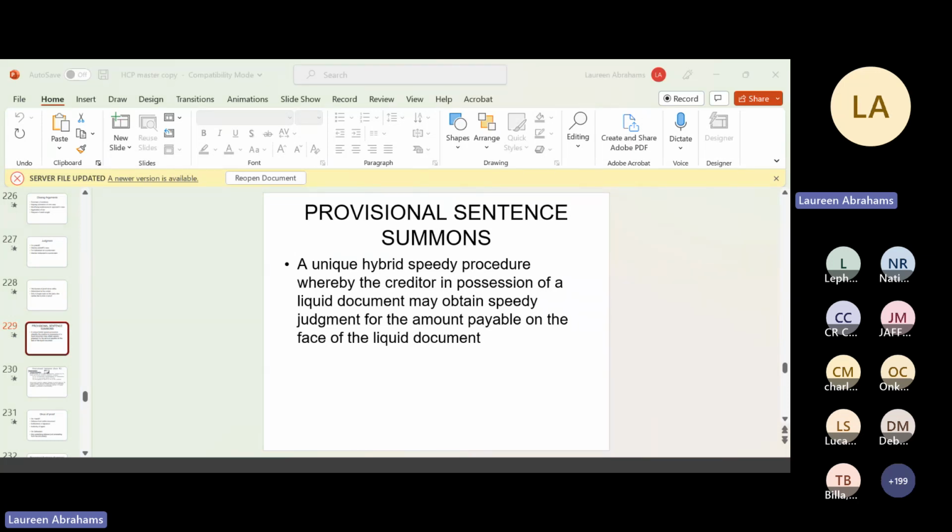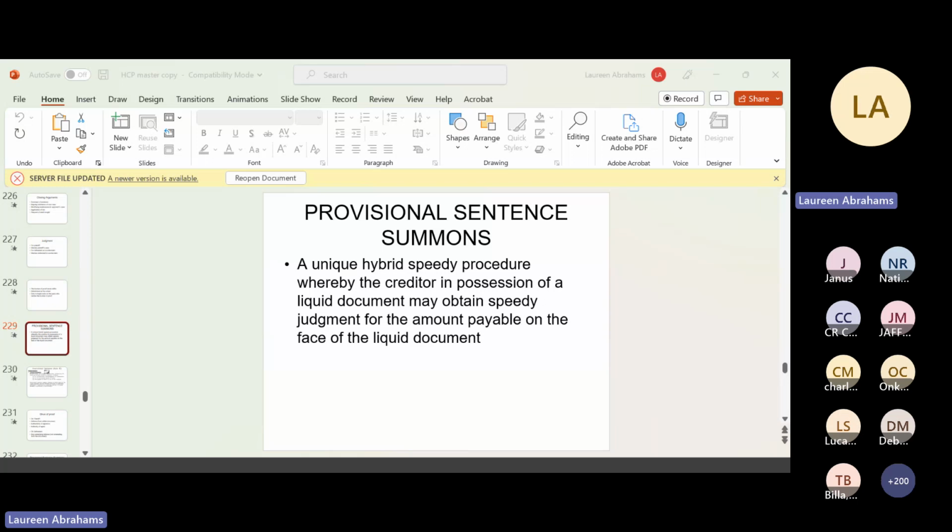Can I get an indication: you did this with Advocate Pitt, as you say. You've done this with him. Am I correct? No one says anything. Did you do this? No, Advocate. I don't recall doing this in my provisional sentence summons. You didn't do it. Apologies, Counsel. Yeah, Counsel, if I may, we didn't do provisional sentence summons, but we did do summary judgment.